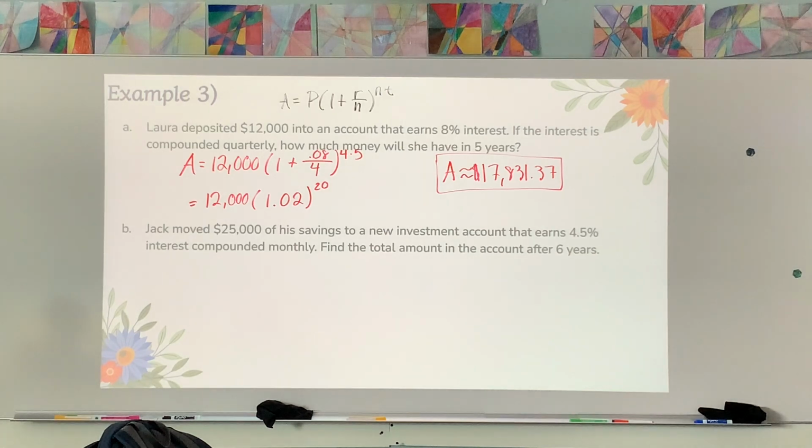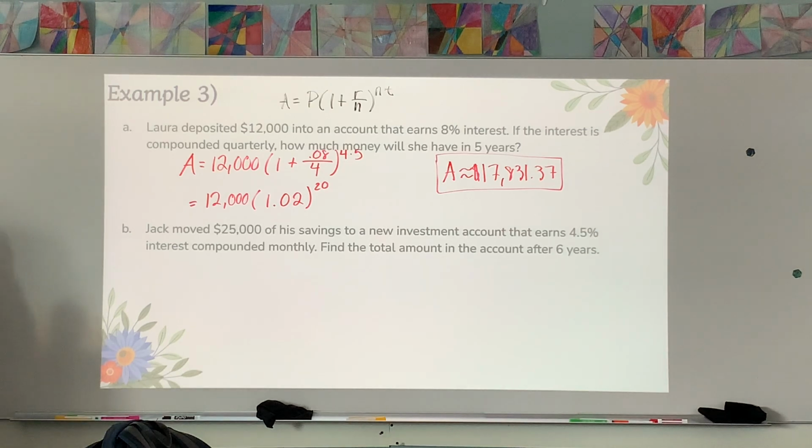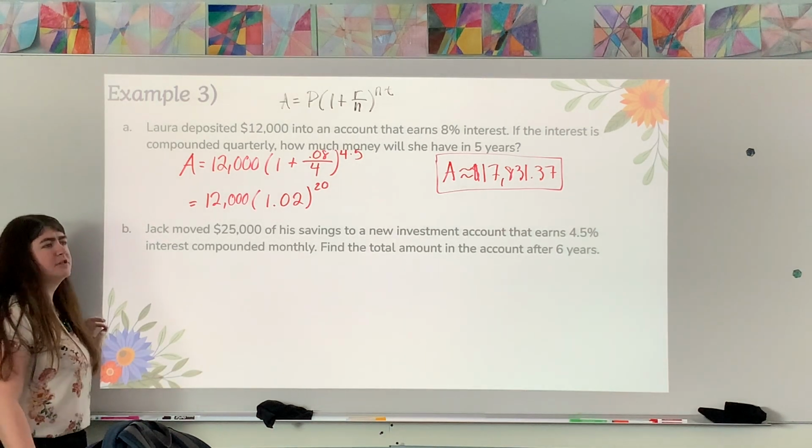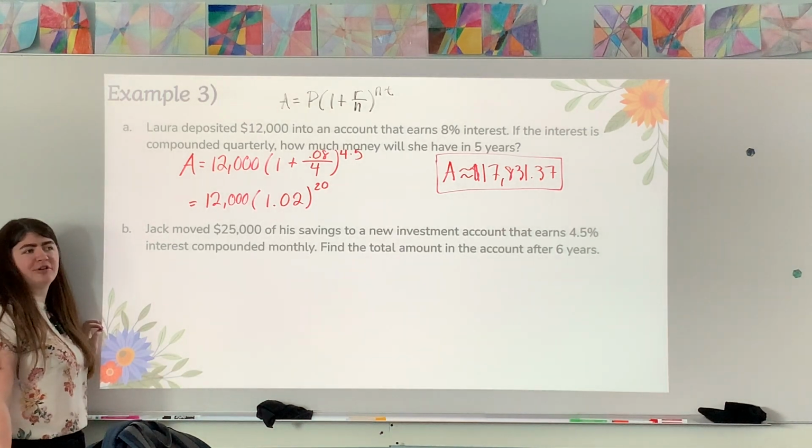Because of the quarterly compounding interest, in 5 years, she gained about $5,000. That is pretty good. Part B, Jack moved 25% of his savings to a new investment account that earns 4.5% interest compounded monthly. Find the total amount in the account after 6 years.